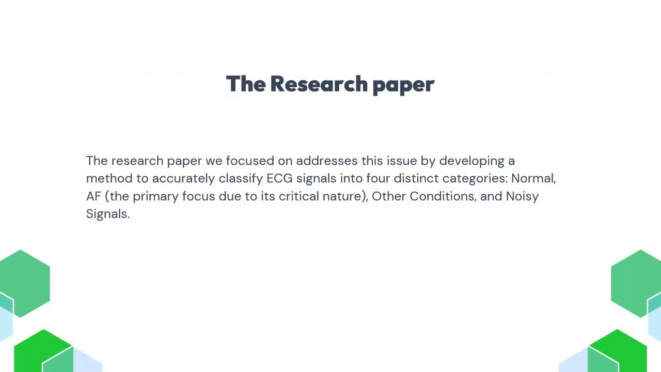The research paper that we focused on addresses this critical issue by developing a method to classify ECG signals into 4 distinct categories, which are as follows. The first category is the normal category, where the ECG signals are going to be normal. The second category, which is our primary focus, is the atrial fibrillation category. Then the other 2 categories are the other conditions and the noisy signals. This classification is essential for the early diagnosis and effective treatment of heart diseases.